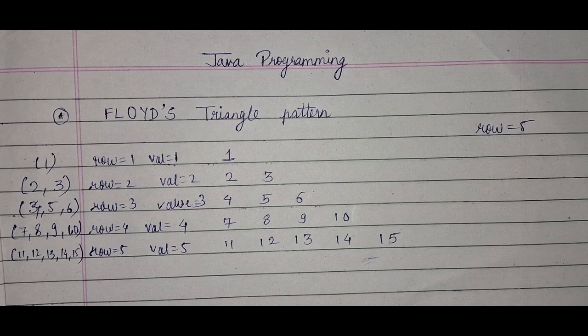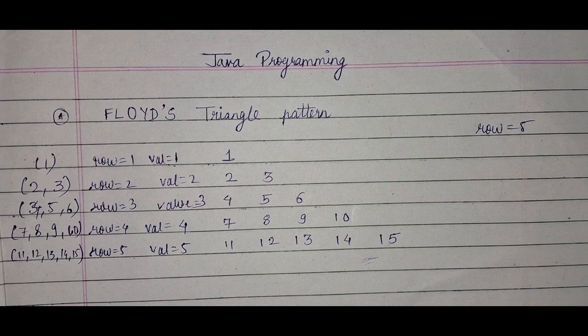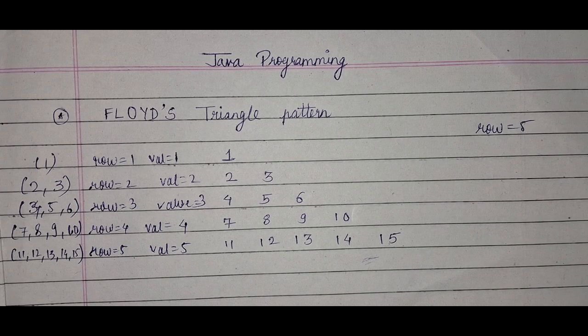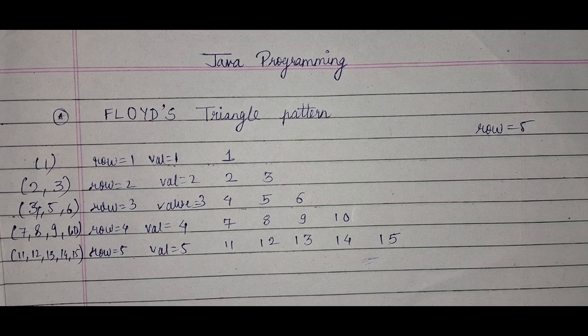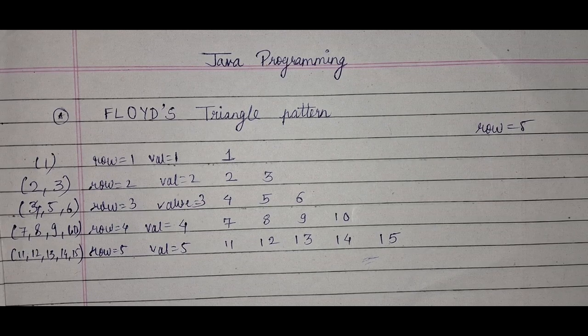Okay, the relation between the rows and values is basically that the number of values printed in a row is equal to the row number. Suppose row is equal to 2, then the number of values is also equal to 2. Means if row is equal to n, the number of values will be n only. Okay, so we have got the relation, and the number of rows in this pattern is 5. So let's see the code for it.